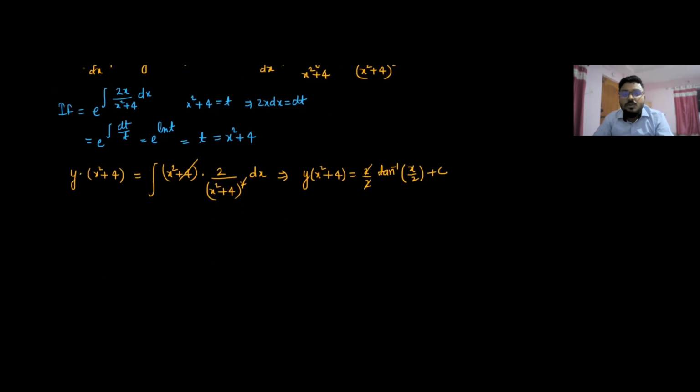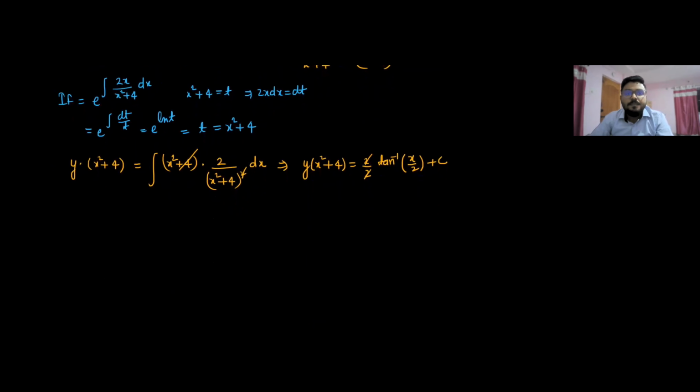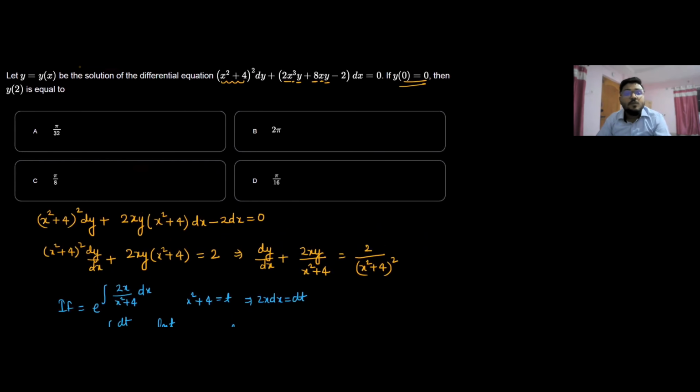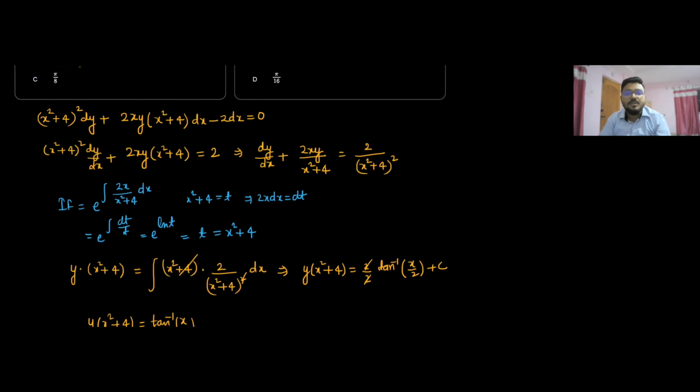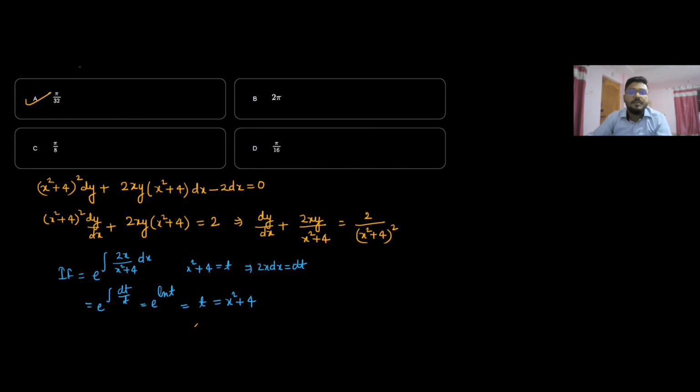The passing point is given, yes, 0 comma 0. So if I put 0 on the left because of this y, everything will be 0 and tan inverse 0 is 0. So see, the value of the constant here is 0, which means the curve is y times x square plus 4 equal to tan inverse x by 2. All right, so they're asking for y of 2. Y of 2 means we have to put x equal to 2. So y times 4 plus 4, 8, equal to tan inverse 2 by 2 is 1, which is pi by 4. So pi by 4 divided by 8 is pi by 32. So the y value is pi by 32, which is option A, pi by 32.